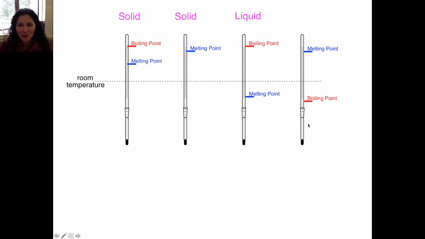The fourth thermometer shows a very different situation. This shows a boiling point lower than room temperature and a melting point higher than room temperature. This is actually nonsense.